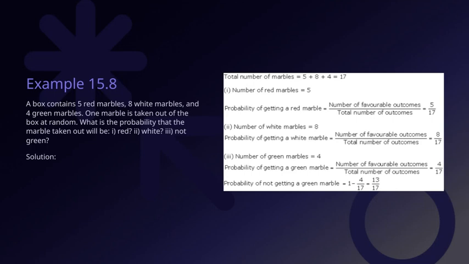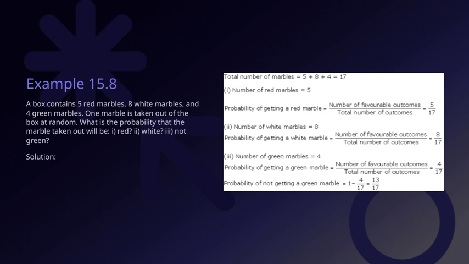All right, let's walk through this problem together. We have a box with a total of 5 red marbles, 8 white marbles, and 4 green marbles. So first, let's find the total number of marbles in the box by adding these up. That gives us 5 plus 8 plus 4, which equals 17 marbles in total. Now, the question asks about the probability of drawing different types of marbles at random. Remember, probability is basically the ratio of favorable outcomes to the total outcomes. For part 1, we want the probability of drawing a red marble.